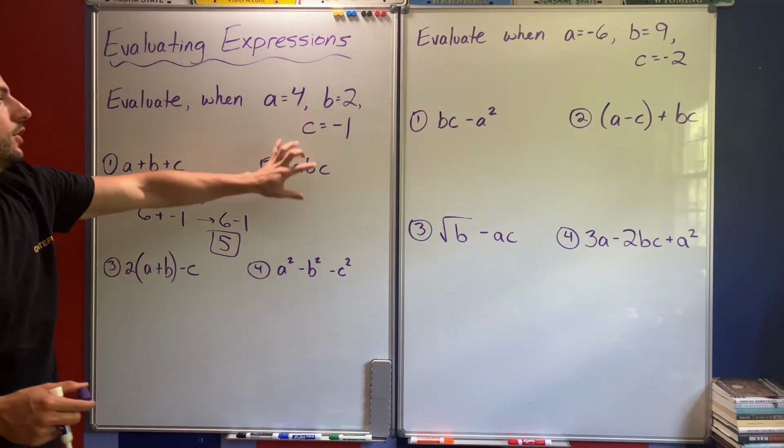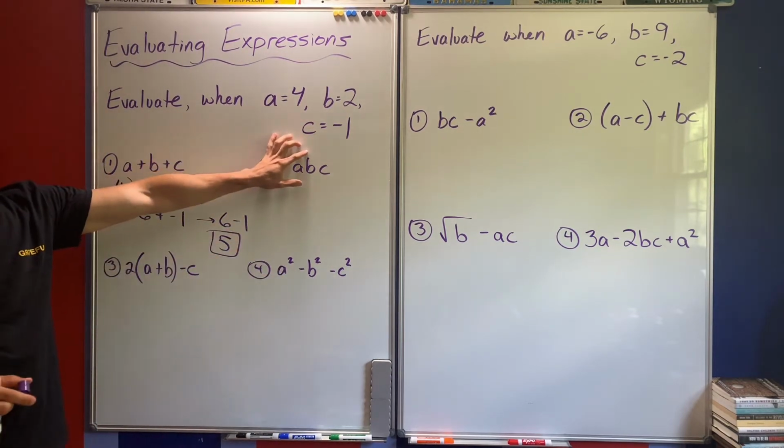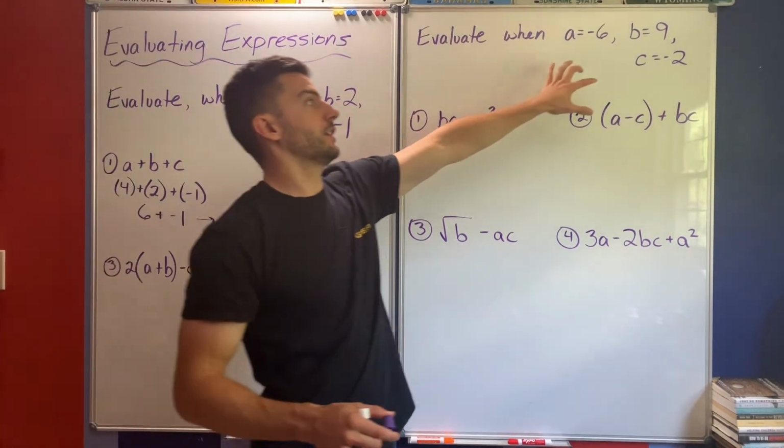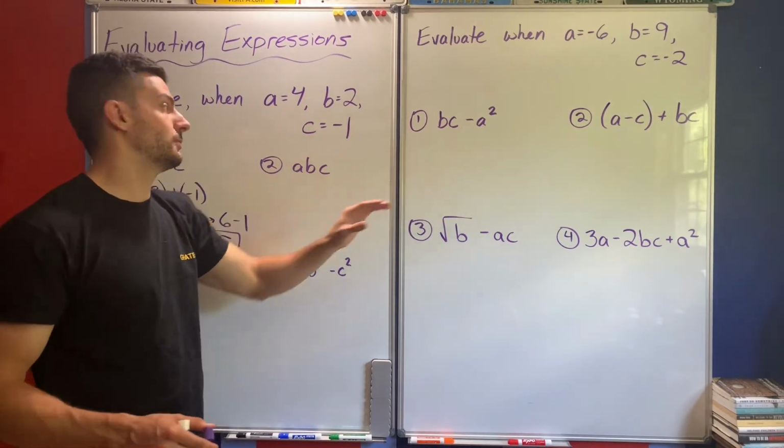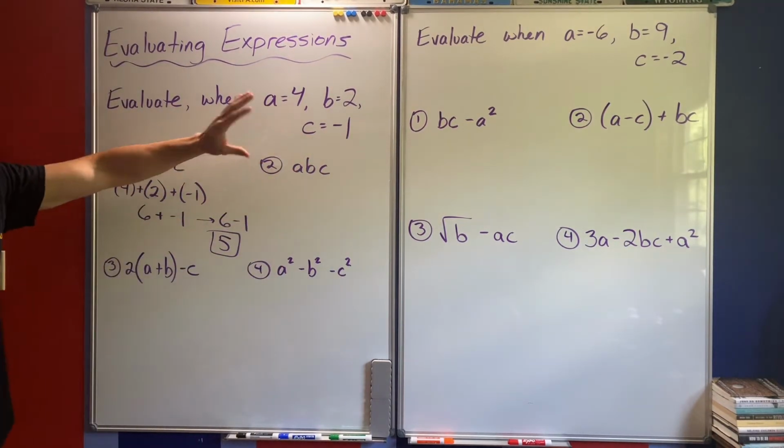And just for the directions, all of these are going to use these same values for a, b, and c. You notice I defined a separate set of values for a, b, and c in the second set of problems, but for these, it's all going to be 4, 2, and negative 1.